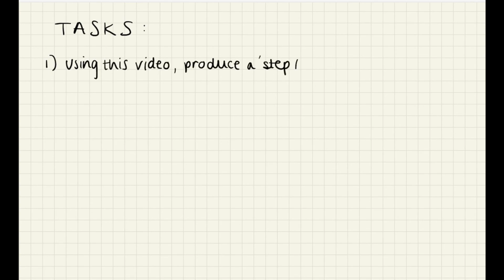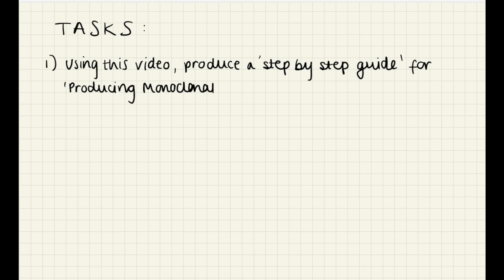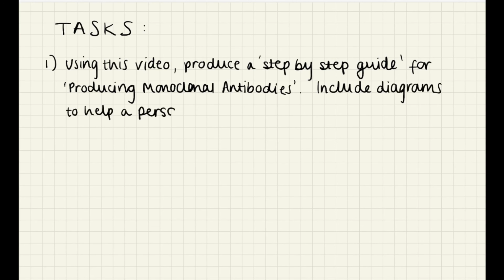Okay, watching and listening over, now it's your turn. So I'd like you to use this video to produce a step-by-step guide for producing monoclonal antibodies. I want you to describe and explain in quite good detail to somebody else how they would produce monoclonal antibodies. It would be great to include diagrams to help a person who is using your guide to actually visualise the process. They'd just be quick sketches though, nothing fancy.